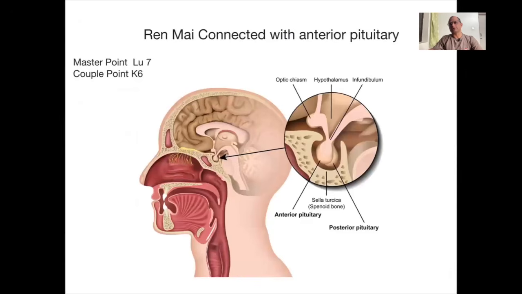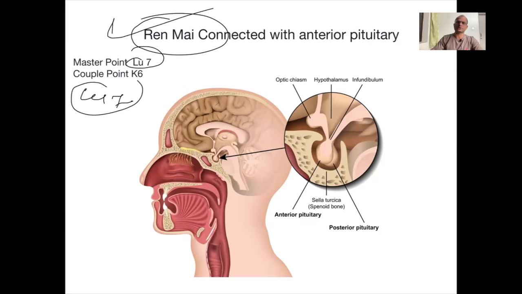In the previous class, we already have discussed the Ren Mai. हमने Ren Mai के बारे में discuss किया था कि the master point of the Ren Mai is lung 7 and the couple is kidney 6. So if you want to activate the Ren Mai, put the lung 7 on the master side and the kidney 6 on the opposite side, and the Ren Mai is having connection with the anterior pituitary.